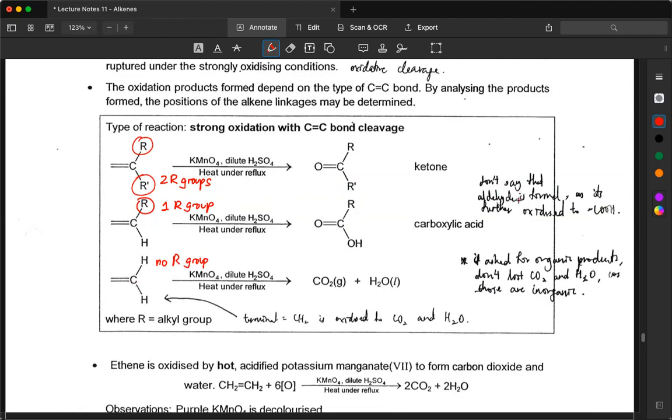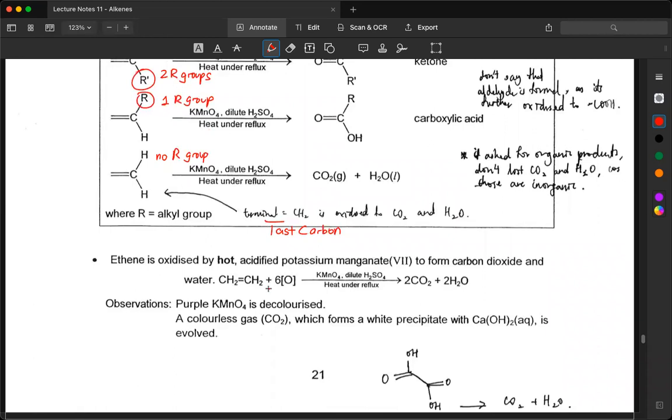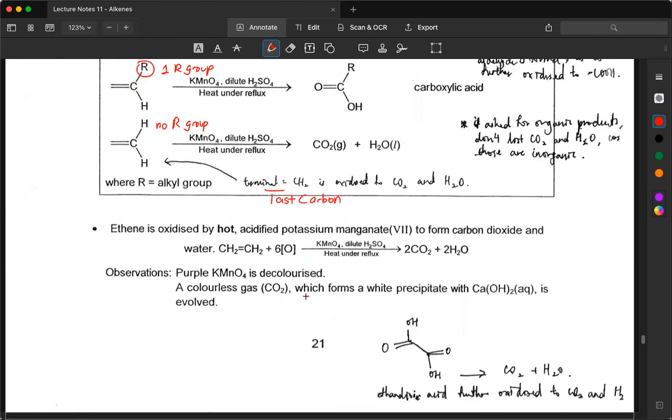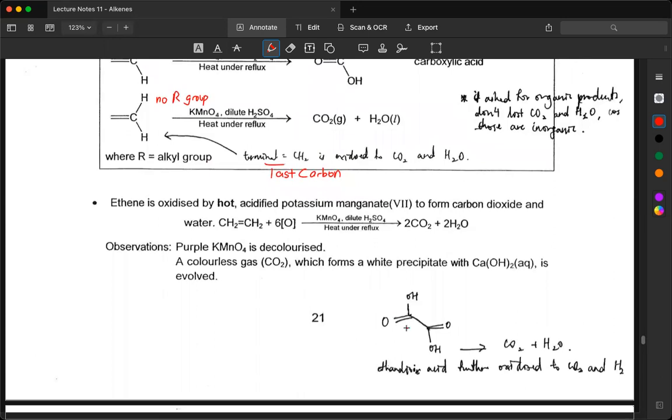Don't say that an aldehyde is formed, because it will be further oxidized under this extreme condition. If the question asks for the organic product, please don't say CO2 and water, because they are not organic. They are inorganic products. This will happen if it is the terminal CH2, which will normally be the terminal one, meaning the last carbon. Seeing this carbon is a terminal carbon, it will just form CO2 and water, and you just have to balance the equation yourself. And these are the observations. Another observation is the formation of CO2, which you have learned before.